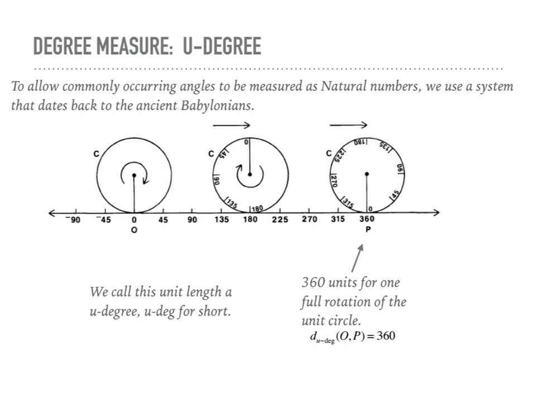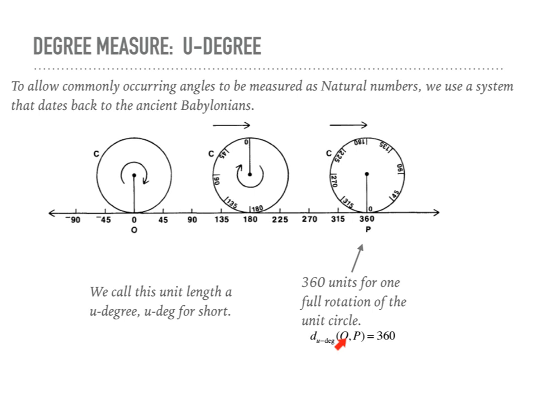So another way we can measure angles is in degrees. And we set up the coordinates to be one revolution to be from 0 to 360. Now, why 360? Nobody really knows, but that is what the ancient Babylonians used to measure angles. So we call this unit length a u degree, or UDEG for short. Again, there are 360 units for one full revolution of the circle.